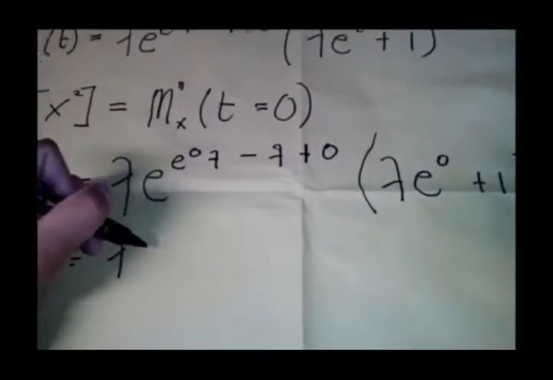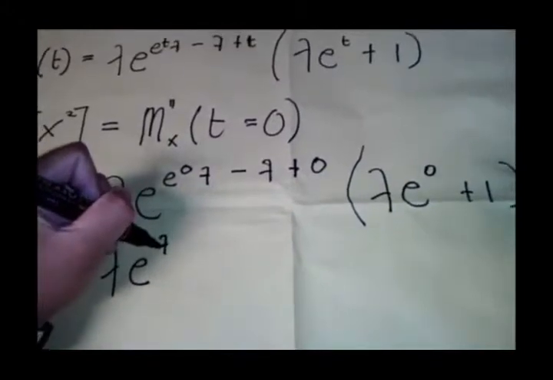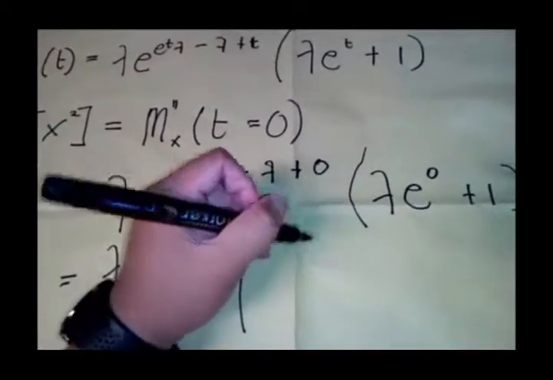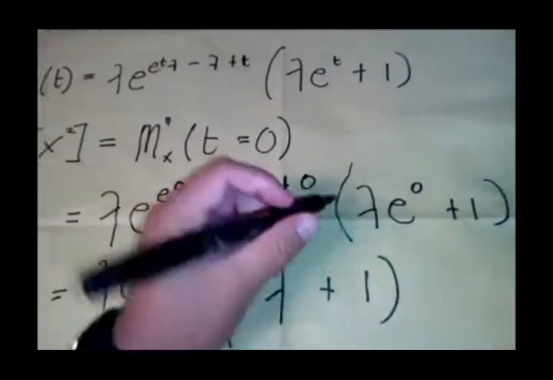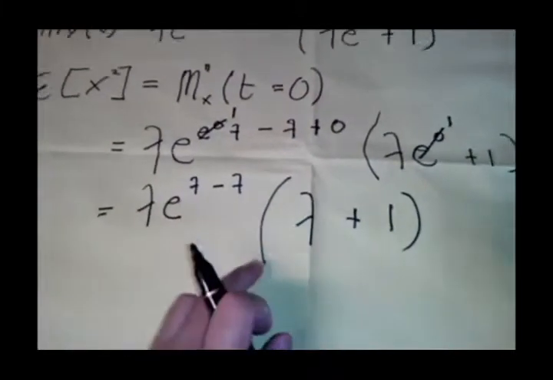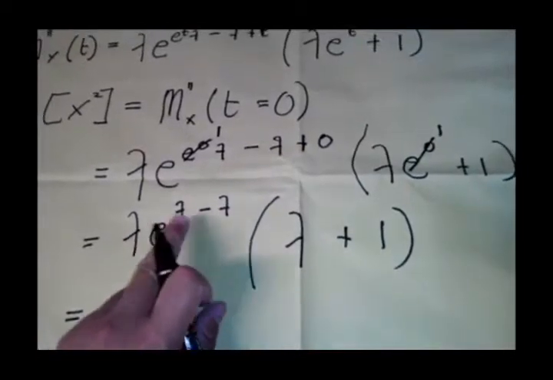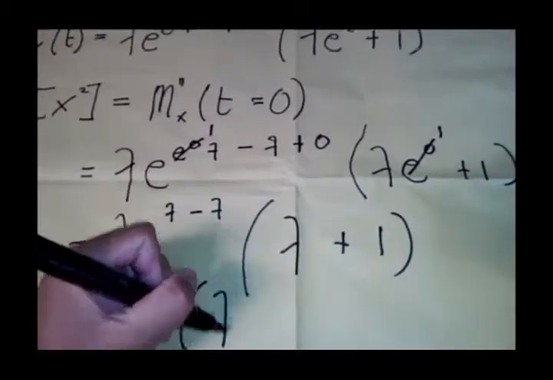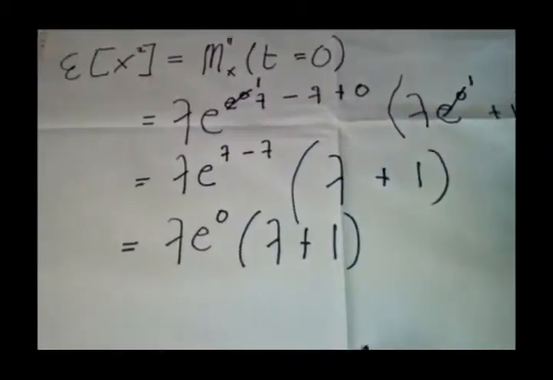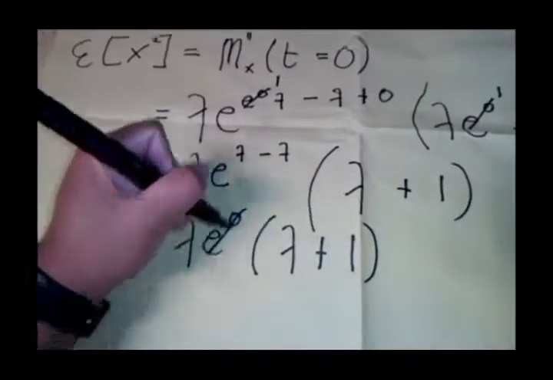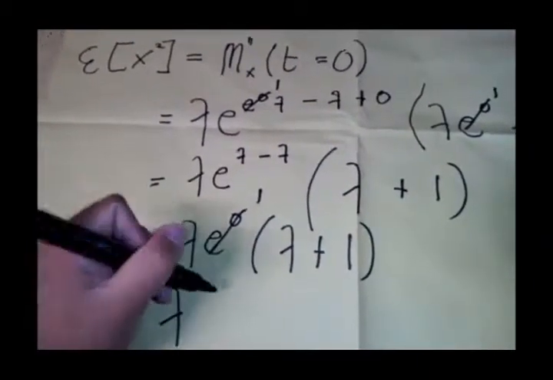Remember that a to the 0 is equal to 1. So we have lambda times e raised to the power of lambda minus lambda, times lambda plus 1. Since e to the 0 is equal to 1, also this one, e to the 0 is equal to 1, that's why we have this function. Then, since negative lambda plus lambda is equal to 0, we have lambda times e to the 0 times lambda plus 1. Again, e to the 0 is equal to 1, so we have lambda times lambda plus 1.